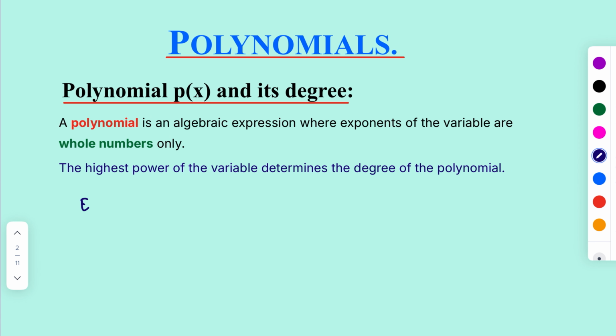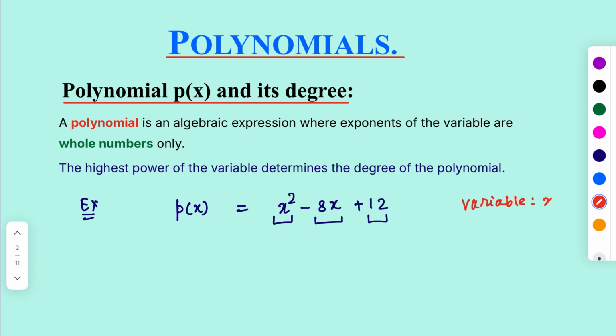Suppose we are taking an example. Let p of x denote the polynomial. p of x is a polynomial, let it be x square minus 8x plus 12. Now this polynomial has three terms. The first term is x square, another is minus 8x, and another is 12. Three terms.